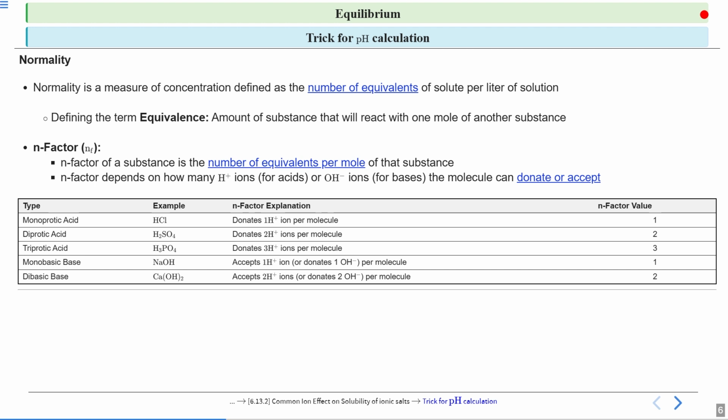If I talk about the base, then we will talk in terms of acceptance of H plus. Here your sodium hydroxide can accept 1 H plus due to the presence of 1 OH minus. Therefore, it has an n factor value of 1. What about calcium hydroxide? It has 2 hydroxides present, so each hydroxide can accept 1 H plus, contributing a total of 2. Therefore, the n factor for calcium hydroxide will be 2.